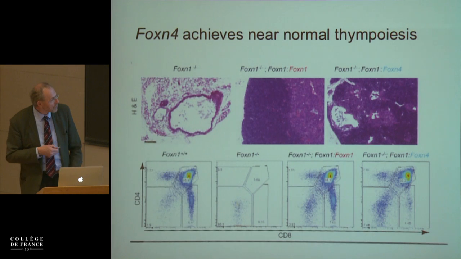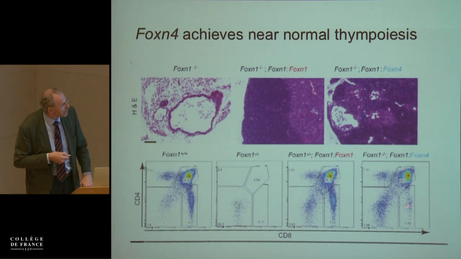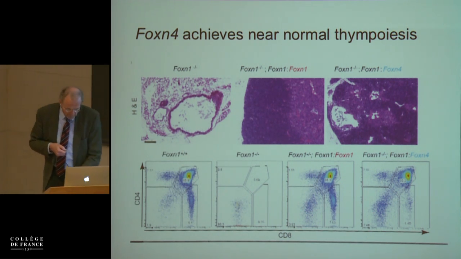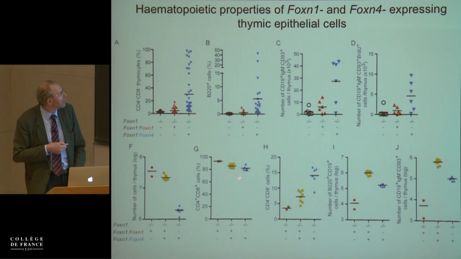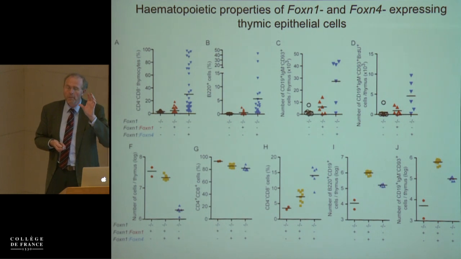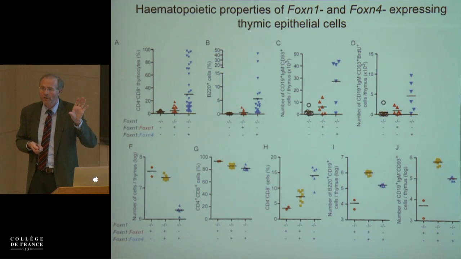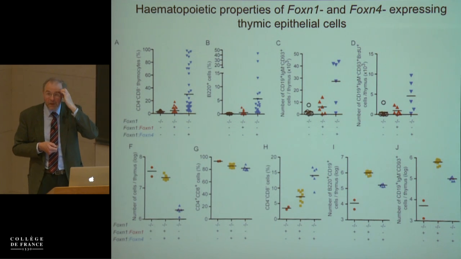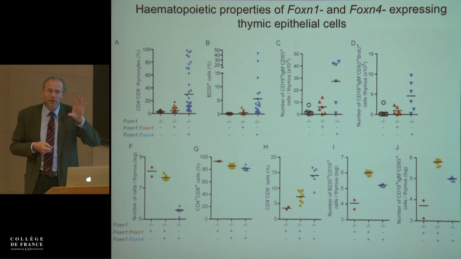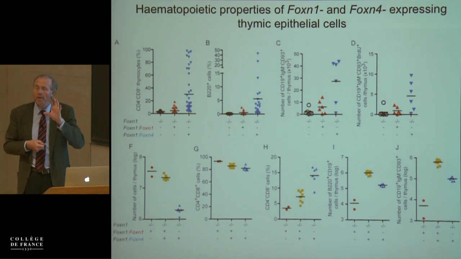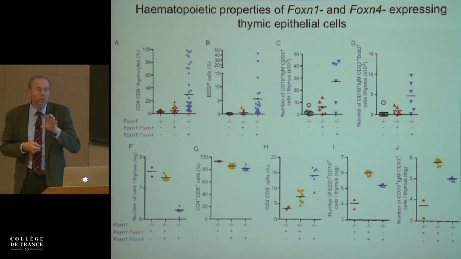But what you will also notice is that the fraction of double negative cells is relatively high compared to the normal situation here. And we found, and I think I'm going a bit faster now so that I can finish, we found that FOXN4 expression causes B cell development alongside T cell development in the thymus. So it's no longer T centric. It makes T cells, as I showed you, but it also supports B cell development, in a manner that is equivalent to the bone marrow.